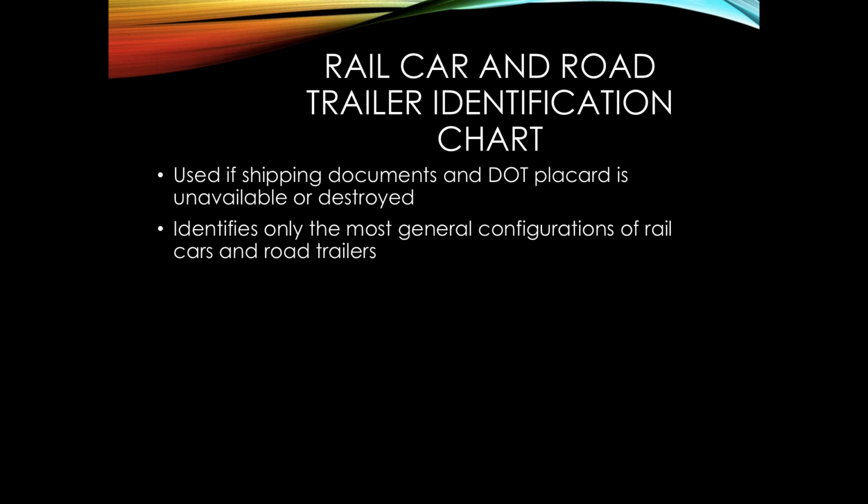It has a rail car and road trailer identification chart, so if you can't see DOT placards, you're not sure, or they don't have any shipping papers and you're far away, in the white section you'll find a list of different tank, rail car and road trailer identifications, and it tells you which guide to go through in the orange section. If you have a rail system in town, it's good to know what's being carried on there.